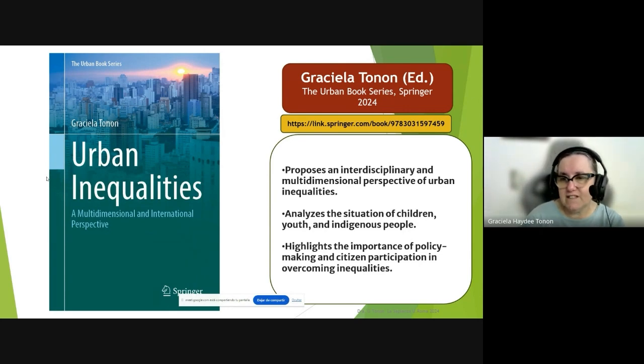The book proposes an interdisciplinary and multidimensional perspective of urban inequalities, analyzes the situation of children, youth, and indigenous people, highlights the importance of policymaking and citizen participation in overcoming inequalities, and also includes chapters about housing, about climate change, and about different situations, particularly in the field of economics. So we are trying in this book to include all different topics and studies from different parts of the world. I have authors who write chapters from the 5 continents, so you can see all the different situations of inequalities that people are living today.